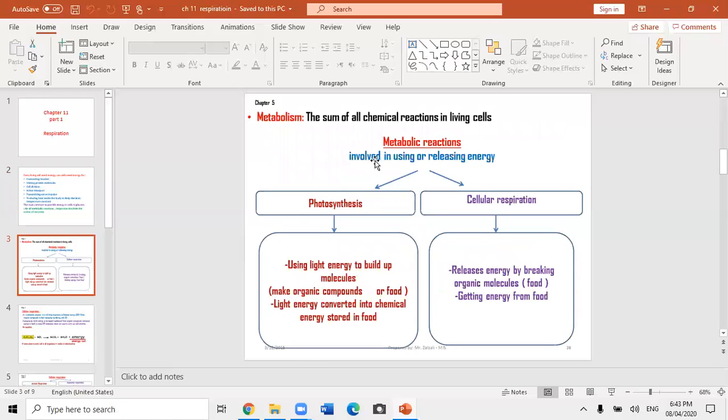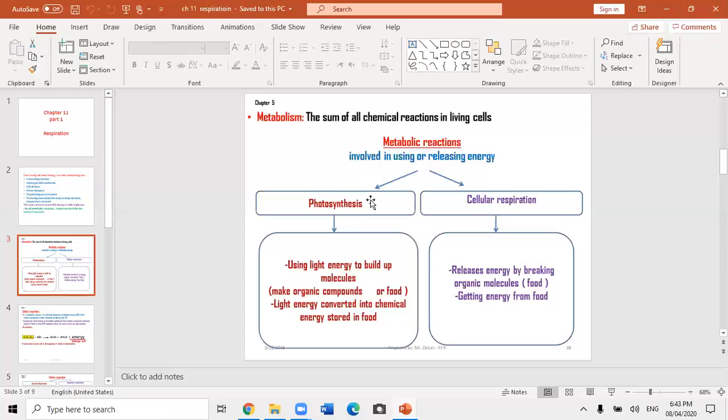what the metabolic reactions are that happen inside the body. First of all, they should know that the sum of all chemical reactions in living cells is known as metabolism. Metabolic reactions involve using or releasing energy. Using energy means photosynthesis, whereas releasing energy is cellular respiration. Photosynthesis is one of the main processes which occurs in green plants, and we had a previous chapter regarding photosynthesis, in which light energy is used to build up molecules.